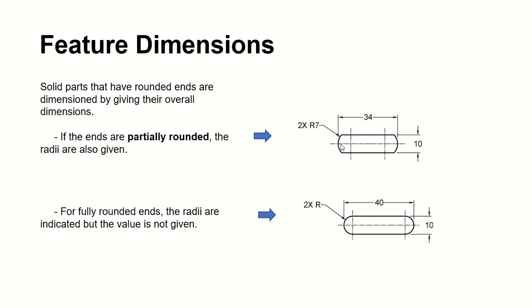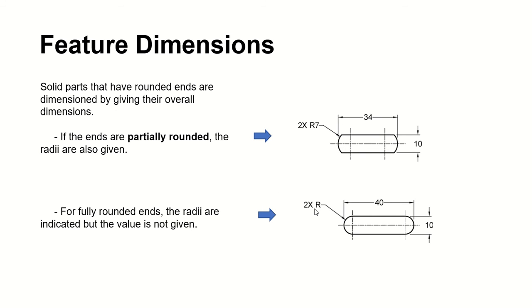And the radii, of course, we are going to dimension this way. You use a note with a leader line right there, and we have two arcs, so I put 2x and then radius, and then 7. The same thing: 2x, and then your radius for the arc.